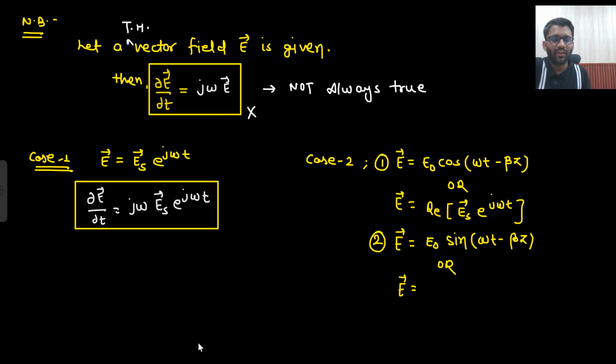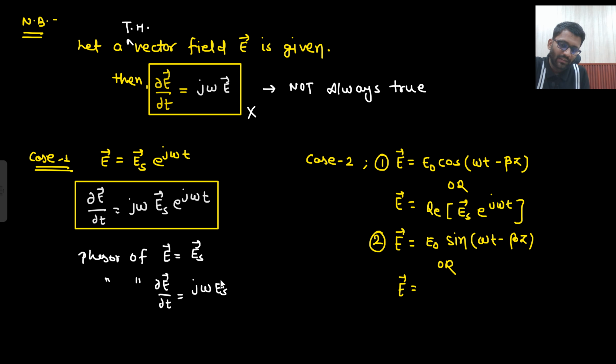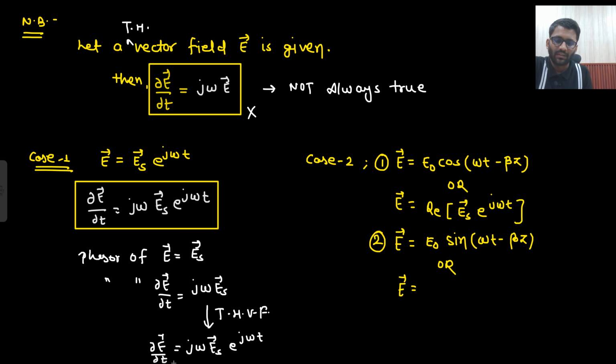And using the phasor, if you are doing it, then how would you do it? So first you will get the phasor of E. What will you get? Phasor of E. That would be ES. And what will be the phasor of dou E by dou t? That would be j omega ES. Then if you are going from phasor to time harmonic vector field, what do you need to add? J omega ES e to the power j omega t. So is that equal to dou E by dou t? Yes, this is equal to dou E by dou t.